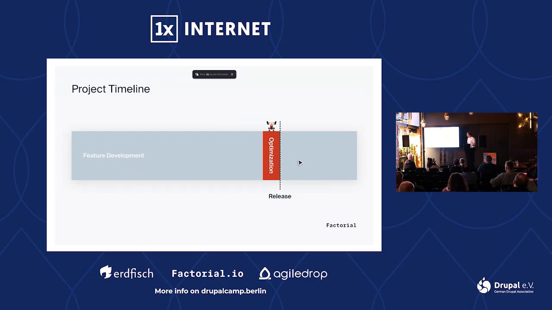So a project can look like this. And I guess many of you have been in a project like this. We have a time frame for feature development. And then just before the release, we do some optimization. Now, in many cases, this makes sense. So if you think of search engine optimization, if you don't have your nodes and you don't have your content, it's very hard to optimize, and you want to have the ground layer of your application first.